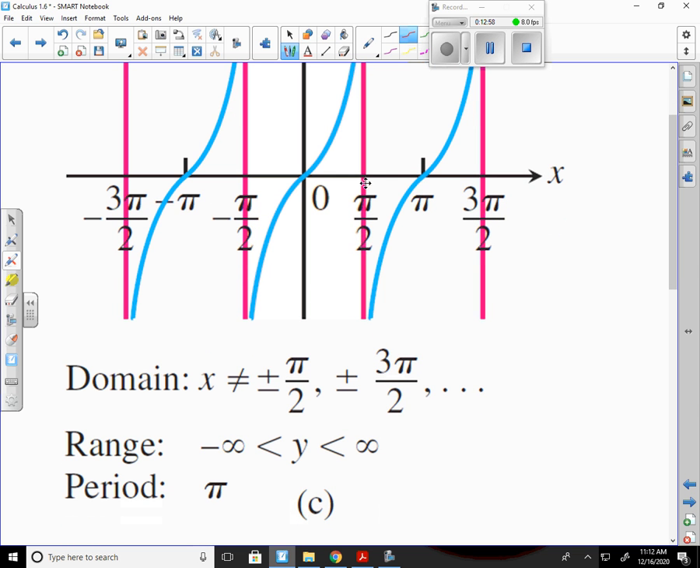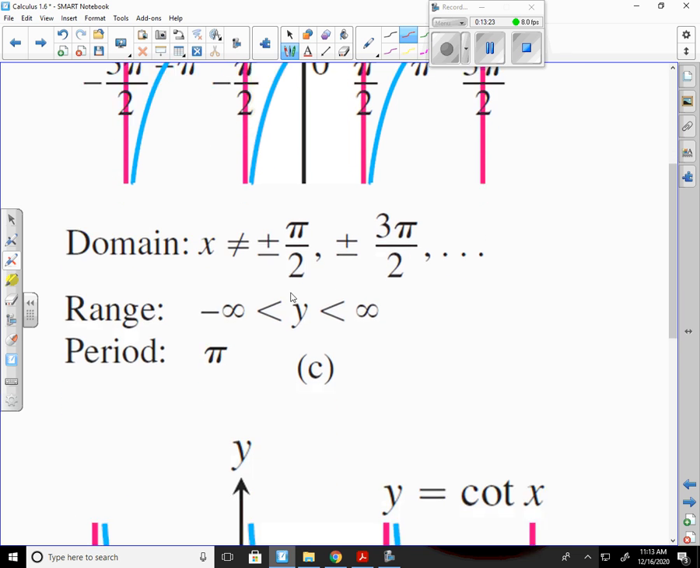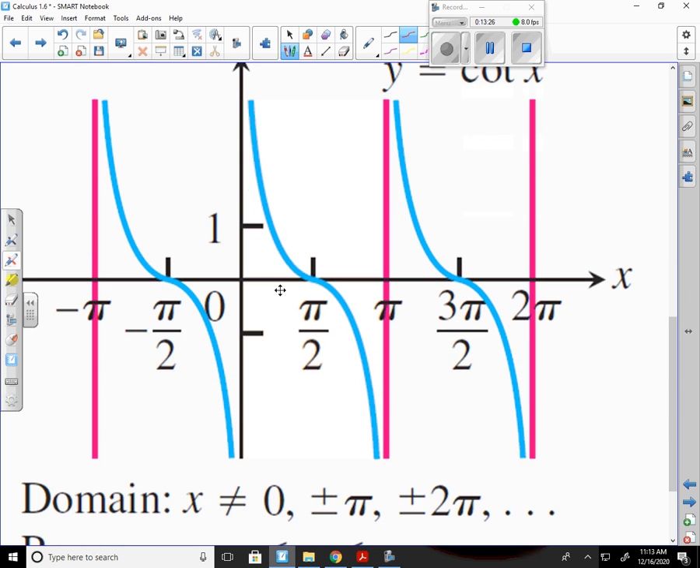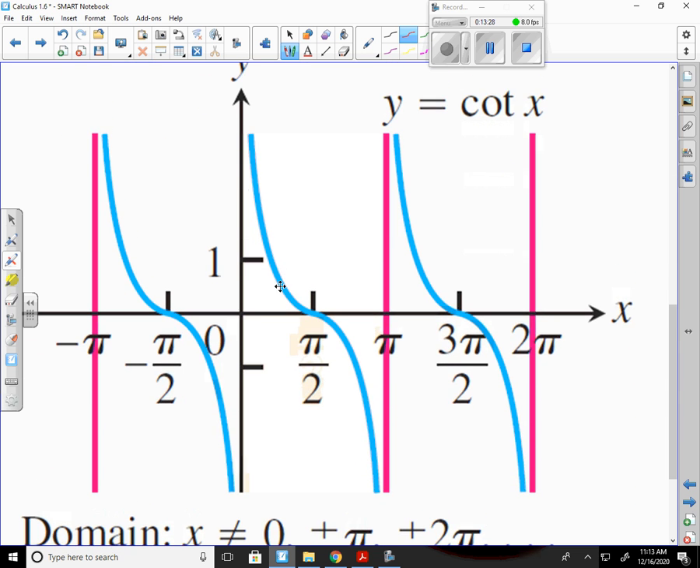Because if I was to take pi/2 to 3pi/2, that distance is pi. 3pi/2 minus pi/2 gives me 2pi/2. Cross out the 2's. 2 divided by 2 just gives me 1, so it's 1 pi. If I look at the cotangent, cotangent is almost exactly the same, except it's flipped the opposite direction. Additionally, my domain switches.